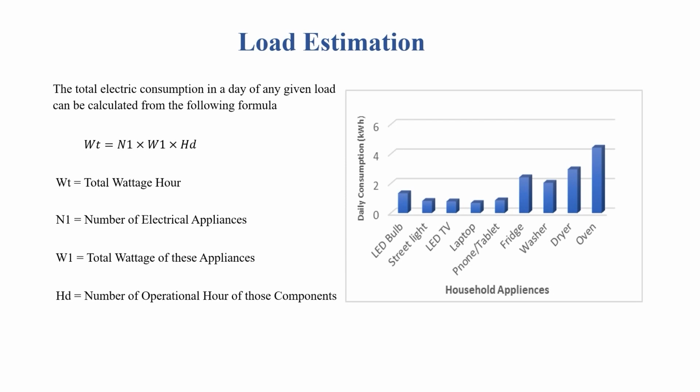At first, we need to find out the total consumption of our desired remote house. At the right side, we can see different kinds of appliances which we use in our daily life. We have calculated the consumption of different appliances at that house, and we have tried to find out the total load of that house. We have followed this formula to estimate the load, where the total watt-hour equals the number of electrical appliances multiplied by their operational hours and the total wattage of these appliances.